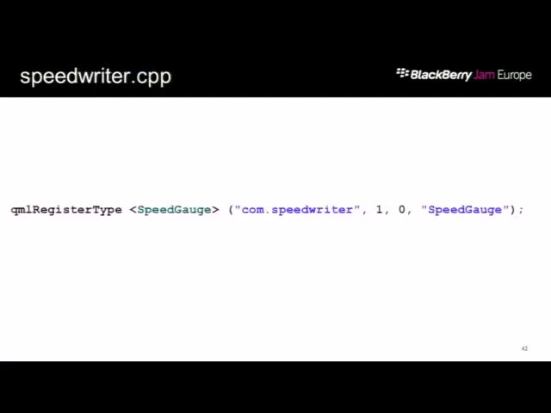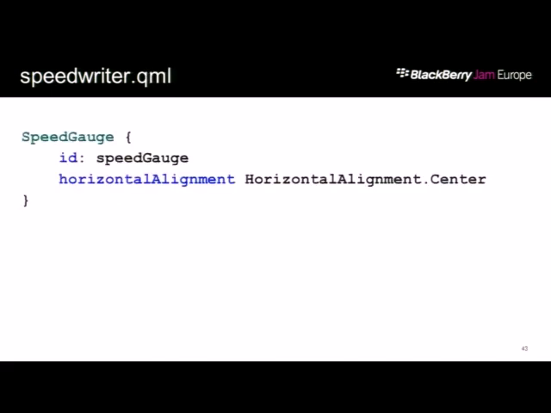So in your main file, this is something you just have to add. You just register your class SpeedGauge with QML so that everyone knows it's there. This is in your main file called speedwriter.cpp. And for all of you writing this down now, as I said, it's on GitHub. You can reach it. So that's all we need to do in C++, except for writing the actual functions and all the code.